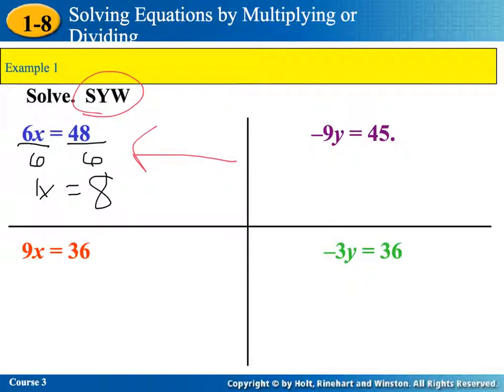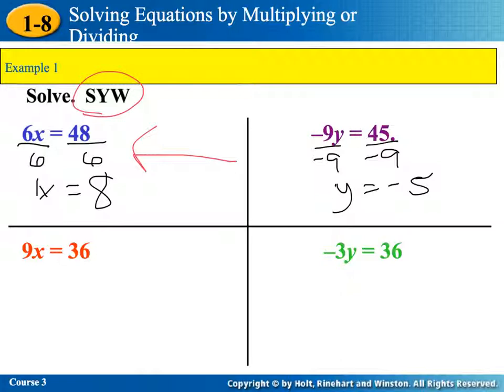All right, so negative 9y is equal to 45. Again, when we're looking at this, we need to divide by this negative 9. When you divide by the negative 9, you get y is equal to 45 divided by negative 9, which is negative 5. Remember, positive divided by a negative is a negative answer. 45 divided by 9 is 5.